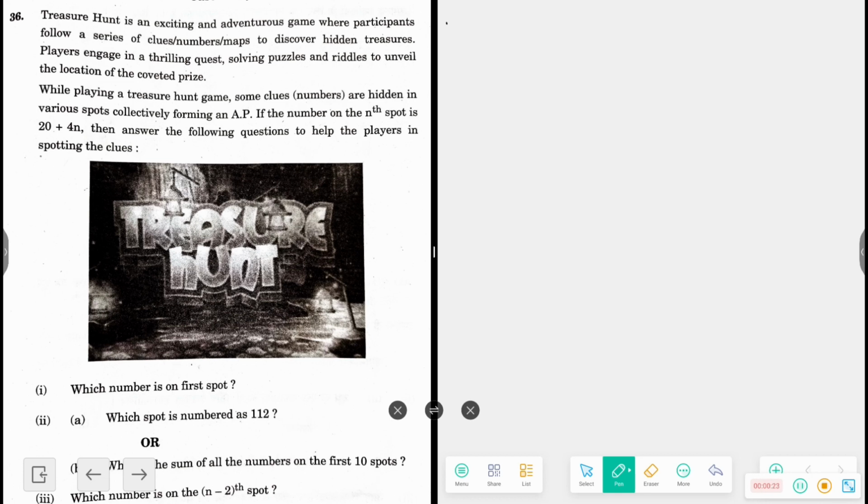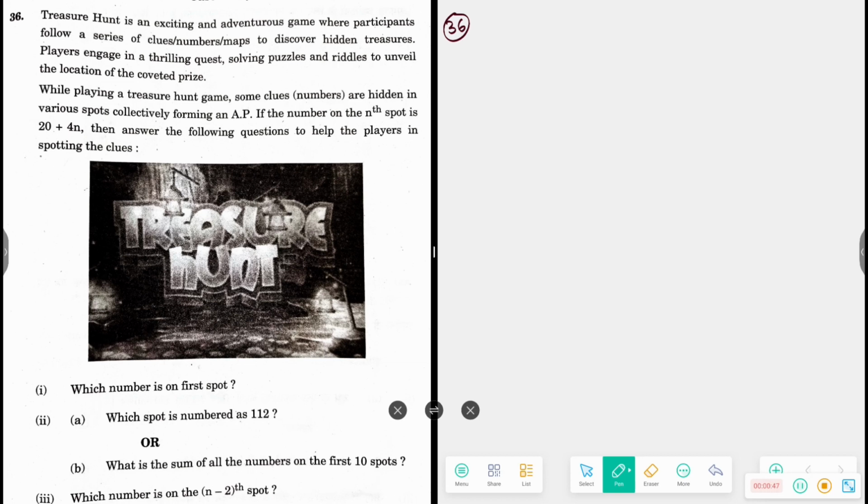Now let's see question number 36. In question number 36, the question is related to arithmetic progression. In the question it is mentioned that it is a game. In this game some numbers are there on spots. So here it is given that the nth spot is denoted by 20 plus 4n. It is given that the nth spot of the game is 20 plus 4n.